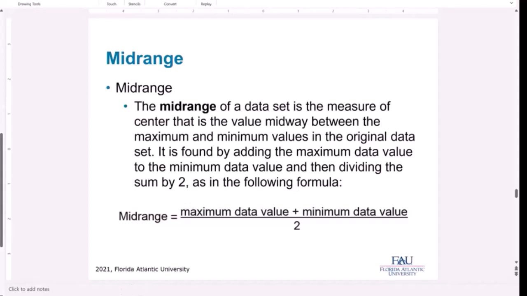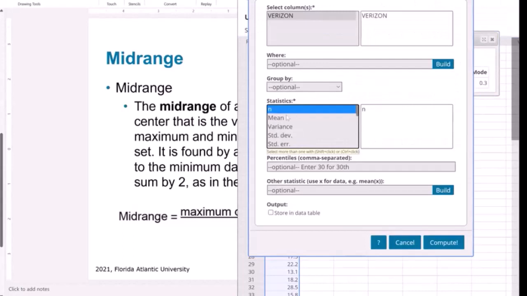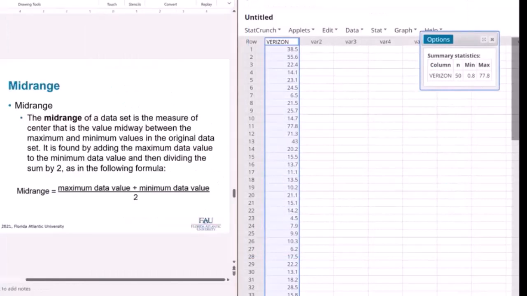If I go back to StatCrunch, let's use everything from Verizon. If I look here, I don't see mid-range. I have range that's different, but you know what? If I find the maximum and minimum, I can do this myself. I'm going to compute. I have the minimum and I have the maximum. I can add them together. We have 77.8 plus 0.8, which gives me 78.6. And then I divide that number by 2. And that gives me 39.3. And that is my mid-range. I can still use StatCrunch even though I can't get that exact value. It's not hard to take a calculator and add them together and divide by 2.